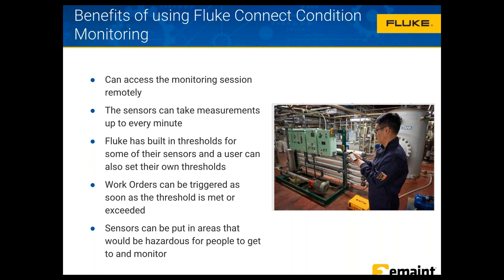So if you are a more experienced person using condition monitoring, you can set what you believe to be the correct thresholds for your pieces of equipment. Work orders can be triggered as soon as the threshold is met or exceeded inside of Fluke Connect. So instead of you having to record that data by hand and then going and making a work order because you need to have the follow-up done, this will do it automatically. So it takes a lot of clicks out of your predictive maintenance follow-through. These sensors can also be put in areas that would otherwise be hazardous for people to get to and monitor. So you can put them on your acid vats, you could put them on your large conveyor belts, your large motors, things that may actually be harmful for people to be near while they're actually running. So you prevent a lot of downtime for those assets as well.